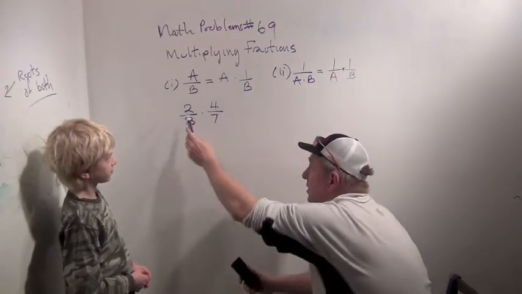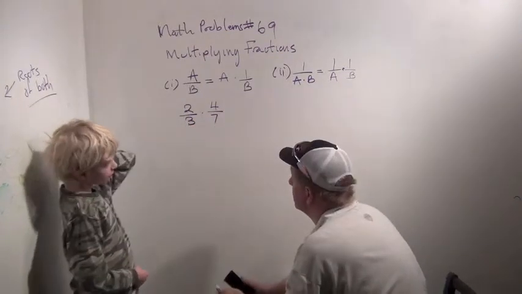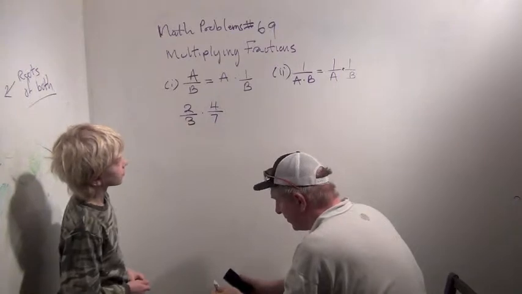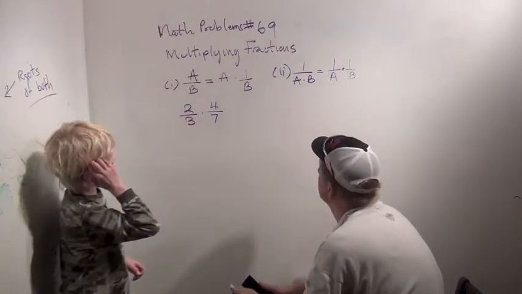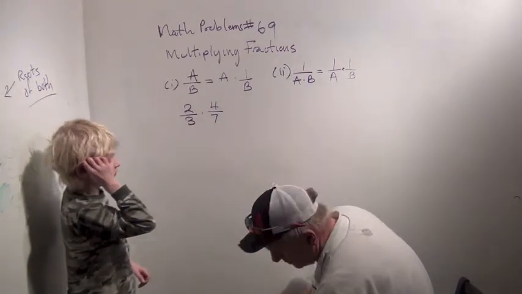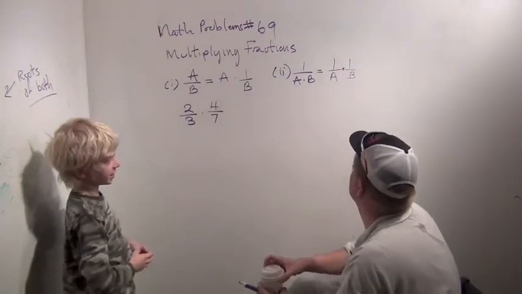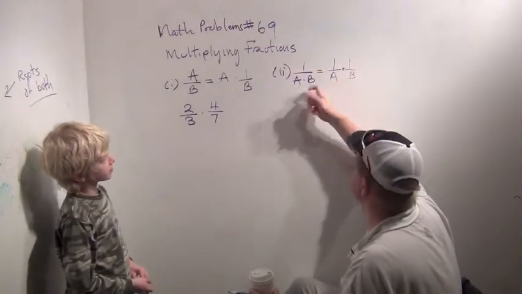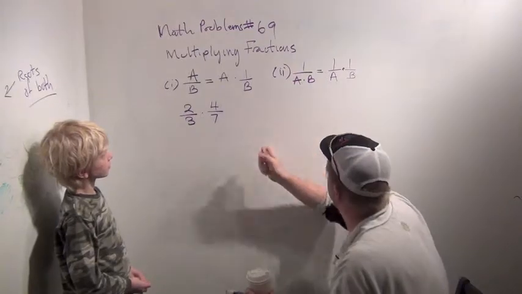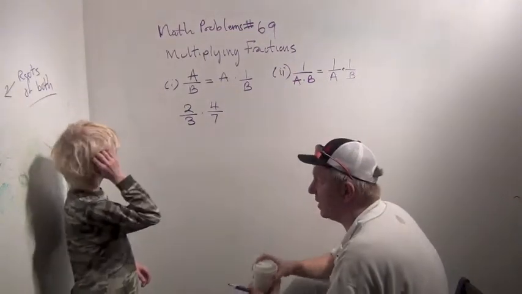First we're going to look at 2/3 times 4/7. What rules do we need to apply first here? I think it's not the second rule because we don't have ones on top. Right, we can't apply that rule just yet because we don't have ones on the top. So it must be the first rule that we're going to apply.